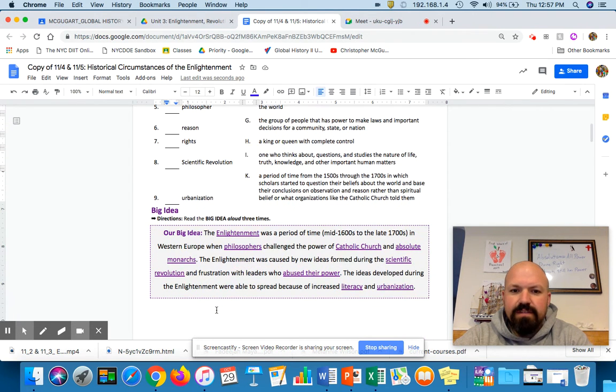Our big idea for today. Remember, these are some of the key words that we should be using in our context. Our big idea: the Enlightenment was a period of time in Western Europe when philosophers challenged the power of the Catholic Church and absolute monarchs. The Enlightenment was caused by new ideas formed during the scientific revolution and frustration with leaders who abused their power. The ideas developed during the Enlightenment were able to spread because of increased literacy and urbanization.